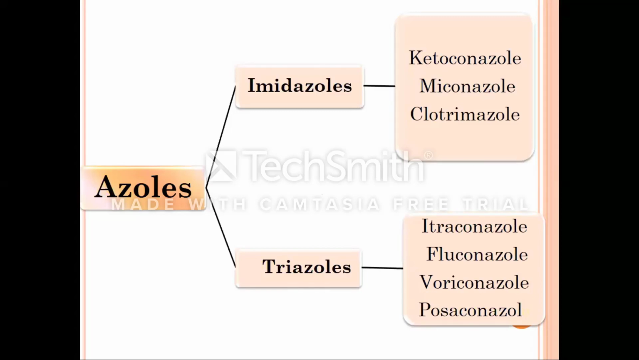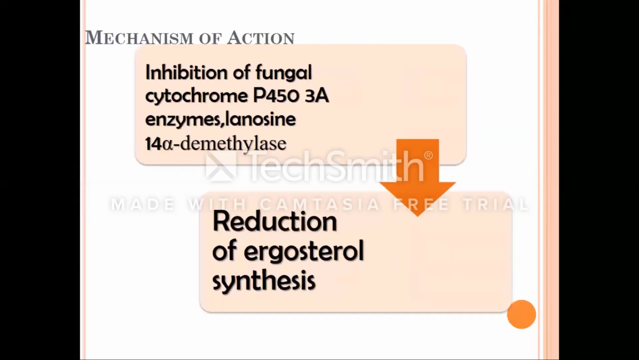As I already told you, imidazoles came into the market first because they were associated with certain side effects. The second category of the drug which came was triazole, which included drugs like itraconazole, fluconazole, voriconazole, and posaconazole.